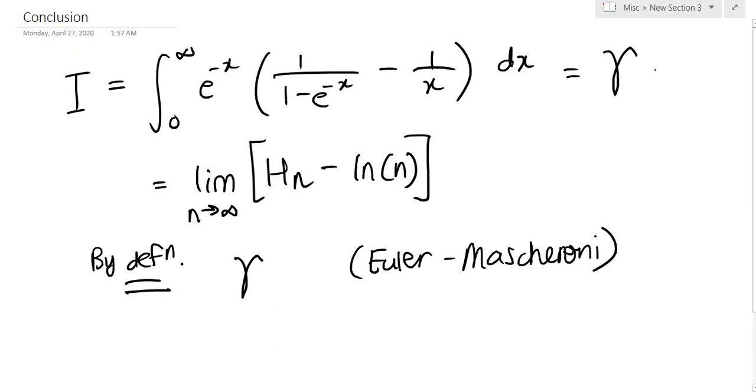I mean, who would have guessed? But that's how math works, right? It just gives beautiful results for things that don't look anything like the final result.